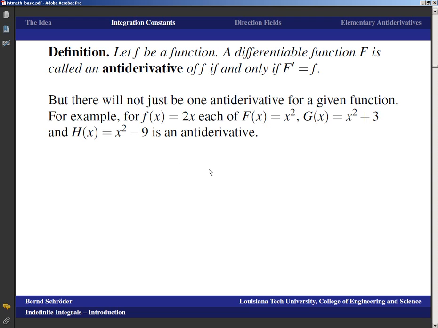And how can we check that? Well, we can just take the derivative of each one of them, and the derivative of each one of them is 2x. So double checking will always just be that we take derivatives.